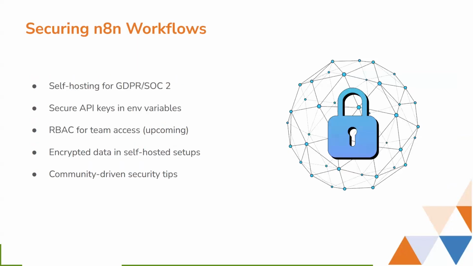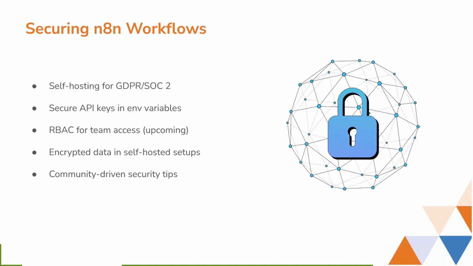So when automation comes, there also comes a question about security. Is this really secure? Security is critical in any automation platform, and N8N gives us solid options. Self-hosting is ideal for meeting privacy regulations like GDPR or SOC2. You can store API keys securely using environment variables instead of putting them in the workflows. Role-based access control is an upcoming feature. It has not come yet, but when it does, it will be another big improvement.